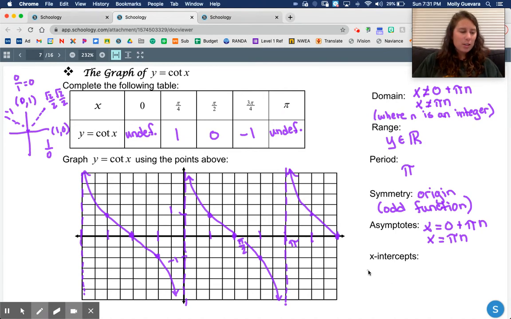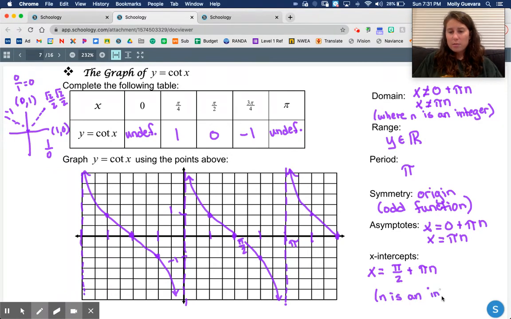And then the x-intercepts, where does the graph cross the x-axis? So x-intercepts are at, my original parent graph one is pi over 2. And then I'm adding pi every time, right? So the next one would be plus 3 pi over 2. And the next one, right, would be 5 pi over 2, and so on and so forth. So this is plus pi n. Again, n is an integer. It's really annoying that we have to keep writing that, but we do. Okay, so this is just saying, hey, it crosses the x-axis at pi over 2, and then every other multiple of pi going in both directions.